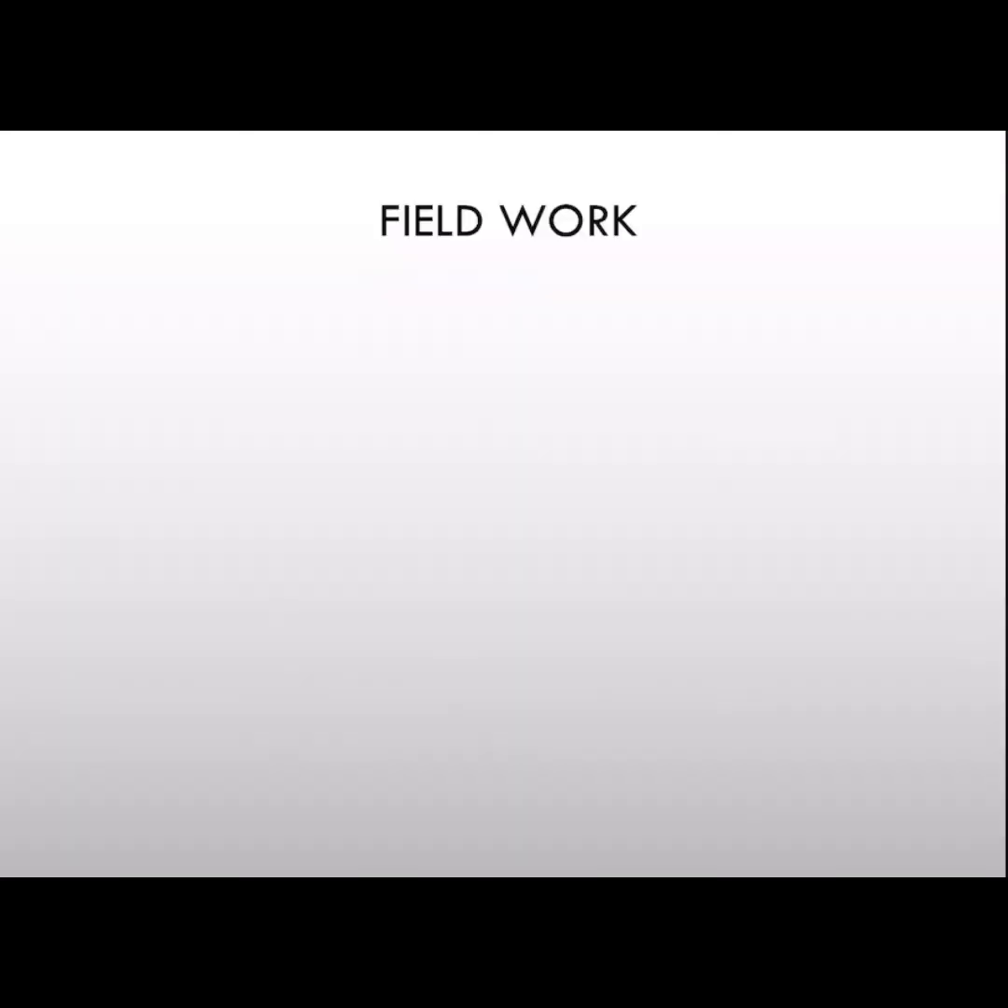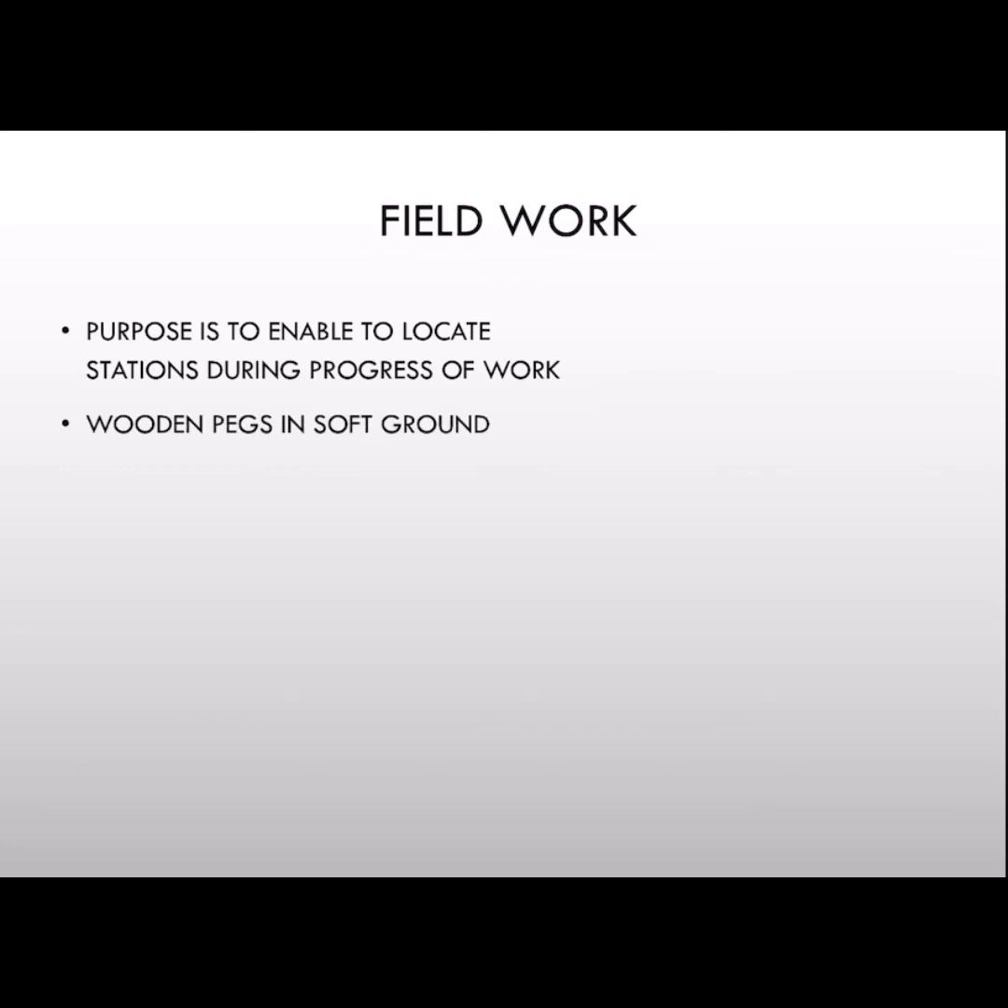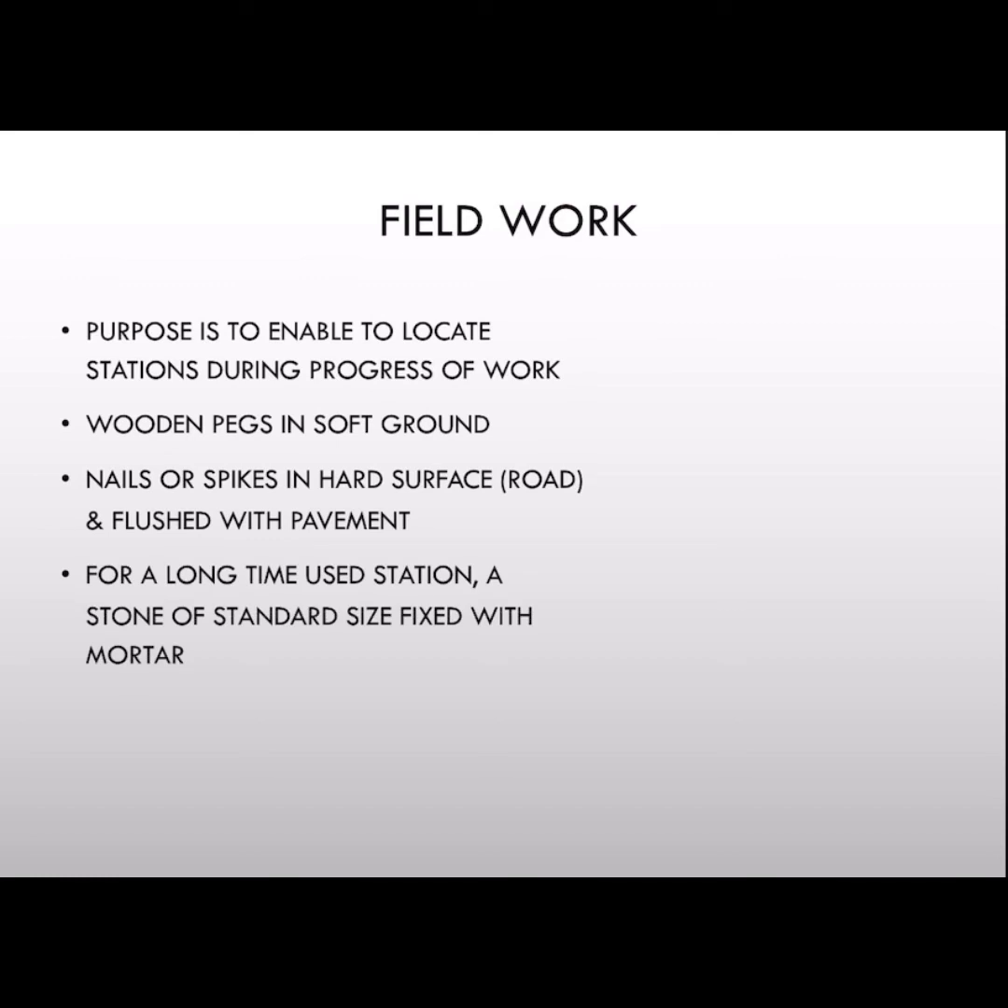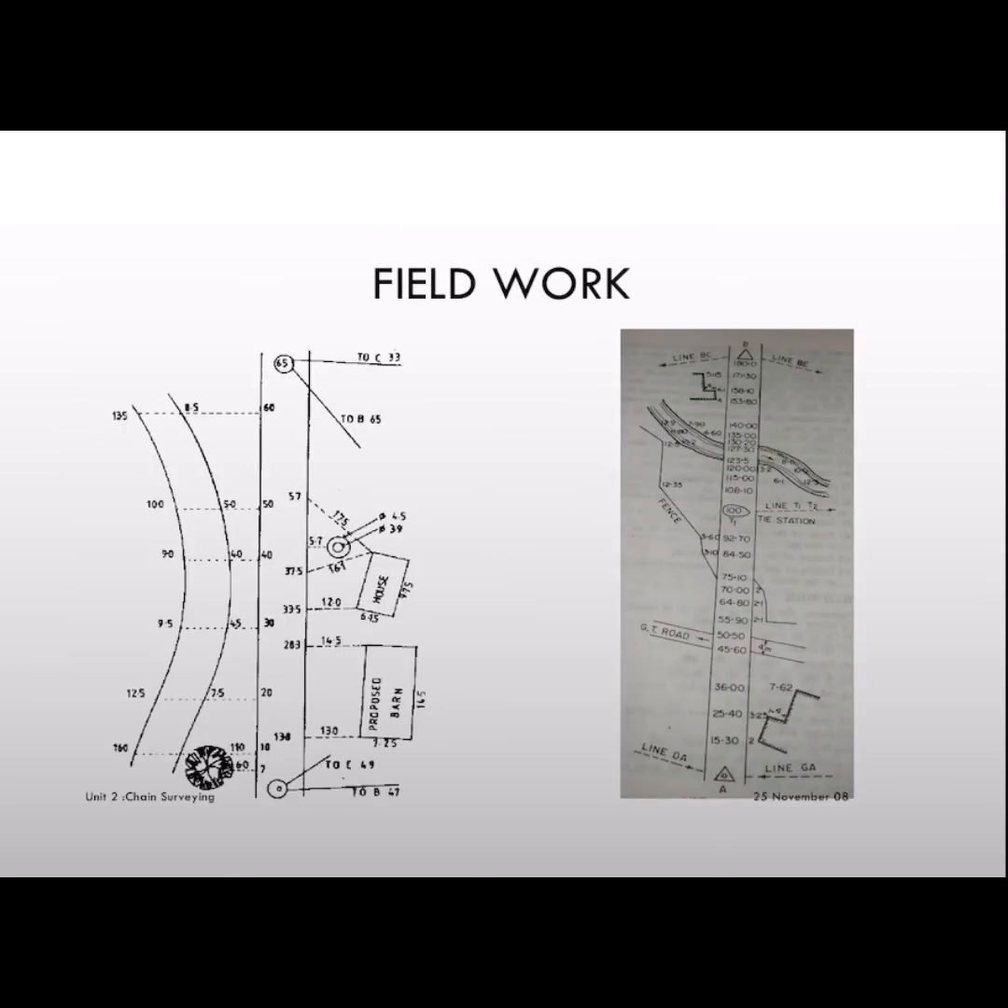Reconnaissance, and then the purpose is to enable locating stations during the progress of the work. Wooden pegs are used in soft ground, nails or spikes in hard surfaces like roads, flushed with the pavement. In field work, we are measuring on the backside and front side and the length.